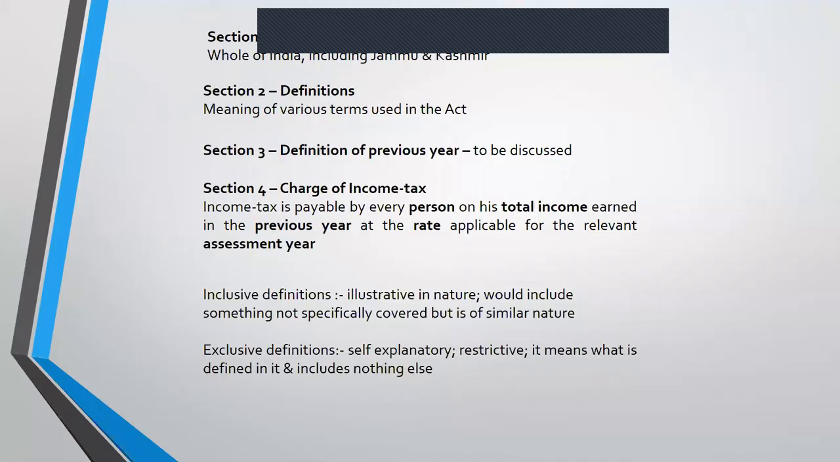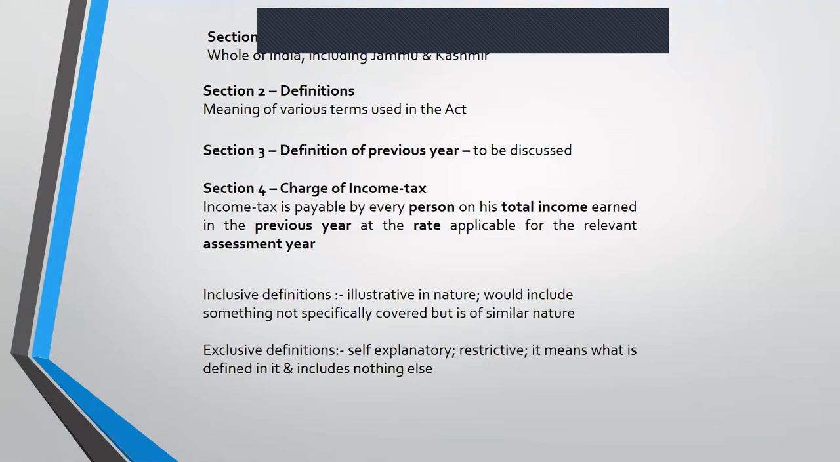This is the main section. It is because of this section that our income is chargeable to tax. It forms the base of this act. So, what does this section say? It says income tax is payable by every person on his total income earned in the previous year at the rate applicable for the relevant assessment year.